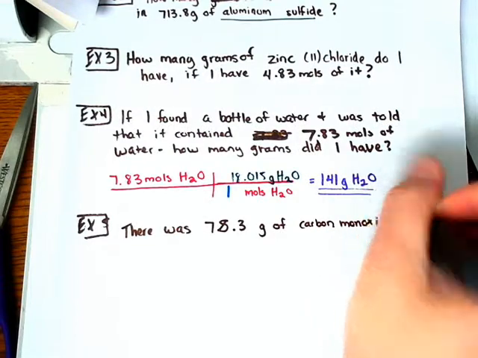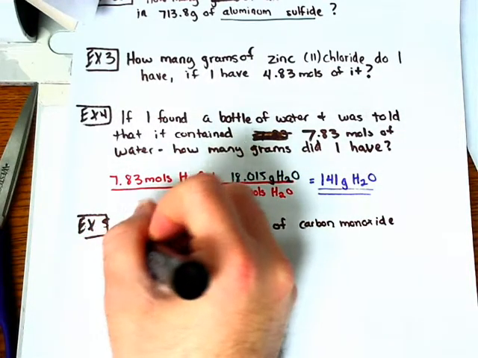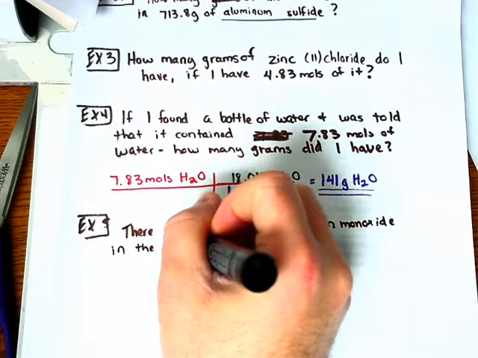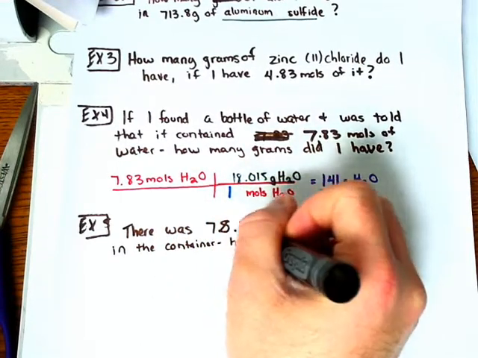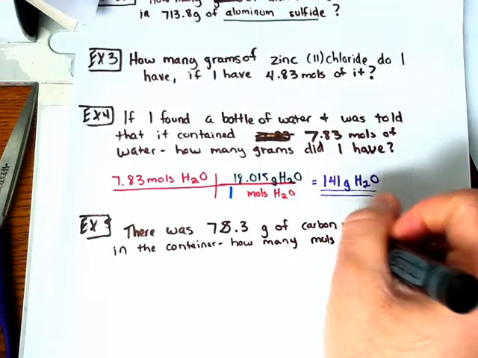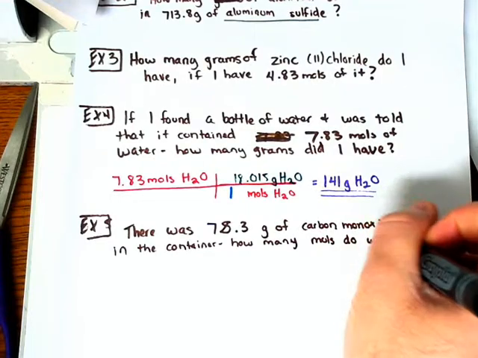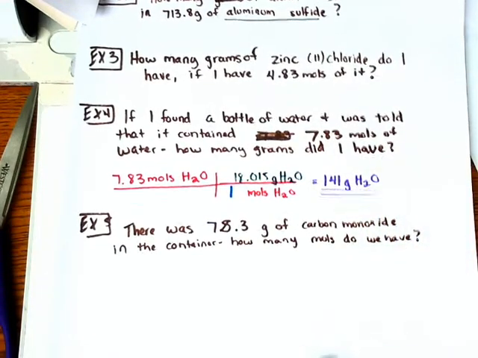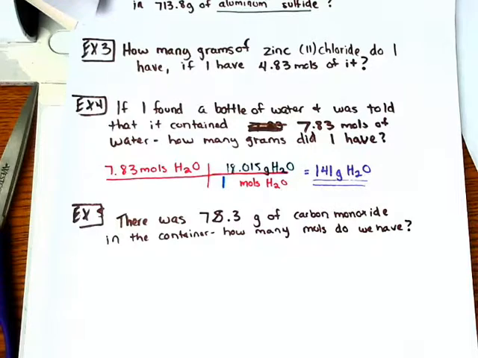There was 78.3 grams of carbon monoxide in the container. How many moles do we have? Let you write this down real quick. I think it always helps to underline what you got in the problem as far as your starting amount. This is pretty simple, 78.3 grams. Really not much of a deviation here.